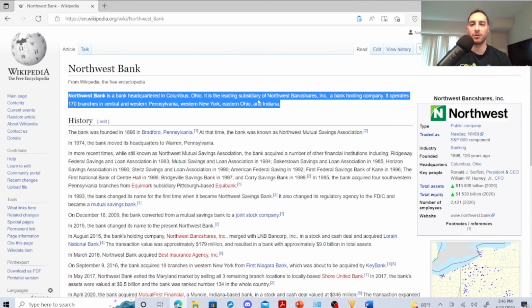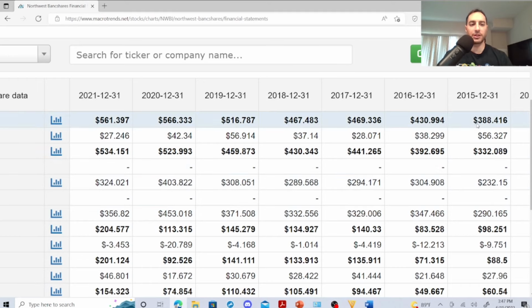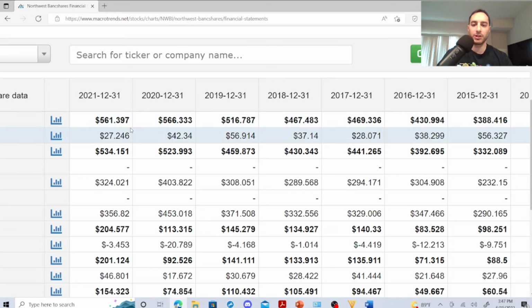Now let's check out their revenue and their dividend history. Already this looks good to me. This is in millions US dollars. 2015, 388; 2016, 430; 2017, 469; 2018, 467; 2019, 516; 2020, 566; and then 2021, 561. So even during a pandemic, these guys are looking pretty strong.